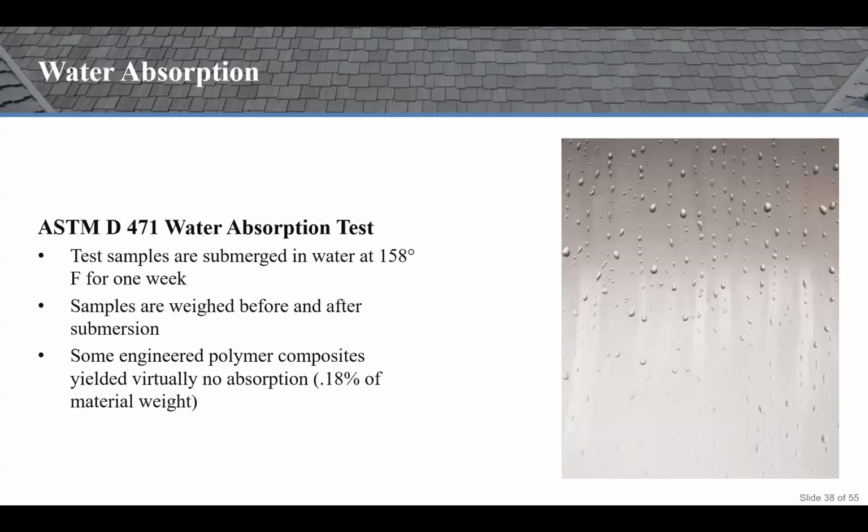Water absorption. The object of this test is to determine if the material absorbs water, to discount any freeze thaw issues. The test samples are submerged in water at 158 degrees for a complete week. To ascertain water absorption values, the samples are weighed before and then weighed after submersion. Some engineered polymer composites yielded virtually no absorption. An example was 0.18% of the material weight.